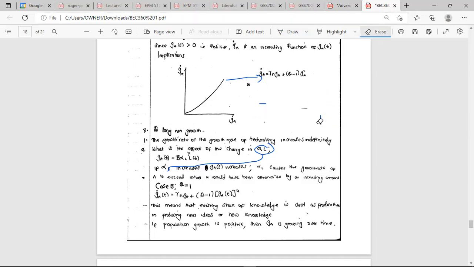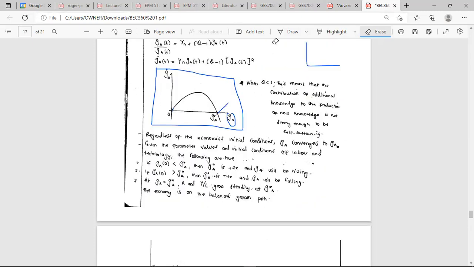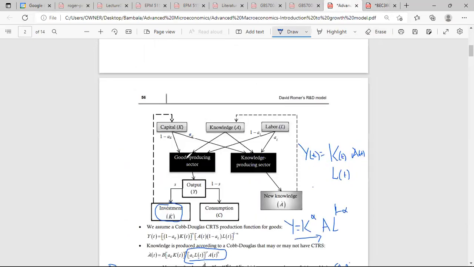If we've got two sectors, the knowledge sector and the labor and capital sector, and if we devote more to the knowledge sector, then output in this sector will increase. So the more you educate the labor, the more the growth, and the knowledge also increases.